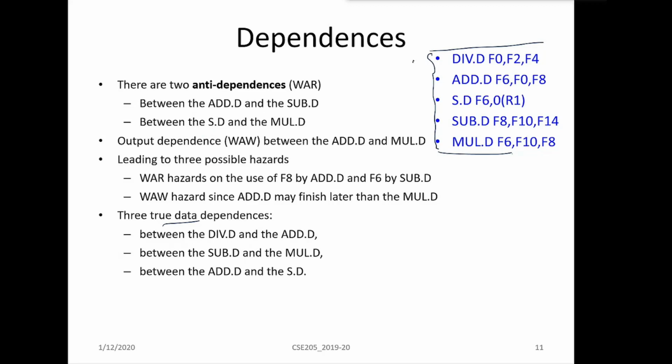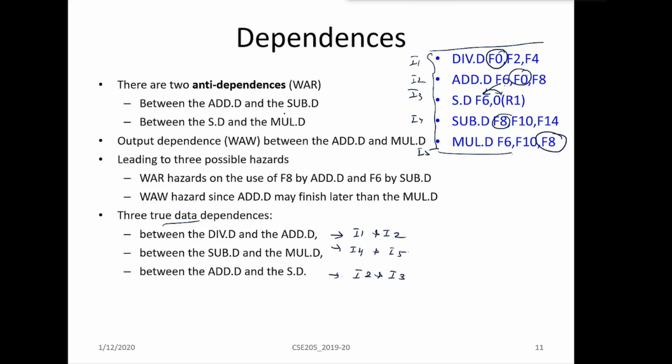Take the instructions I1, I2, I3, I4 and I5. First, we will go for true data dependence. Between I1 and I2 we have a data dependence. Next, F8 depends on this, so between instructions I4 and I5 we have a data dependence. Next, whatever the add produces is stored here, so there is another data dependence between I2 and I3.